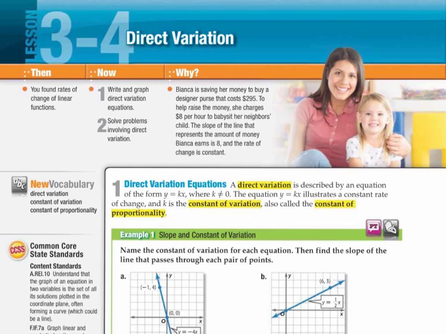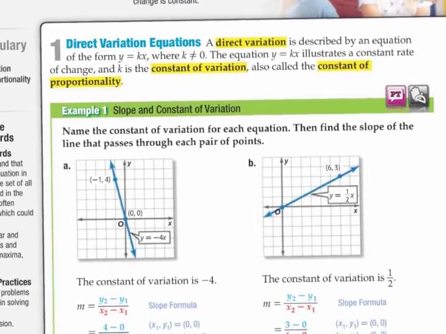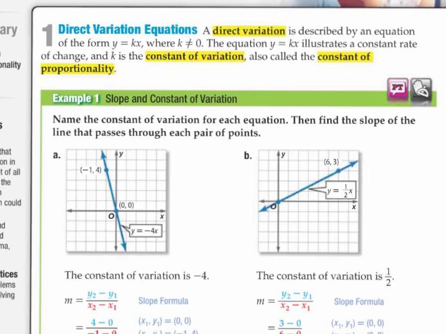So in this section, we will be going over direct variation. And in reality, it's nothing new. It's just the slope, all right? Yeah, the vocab's a little bit different. Right here it says direct variation equations.